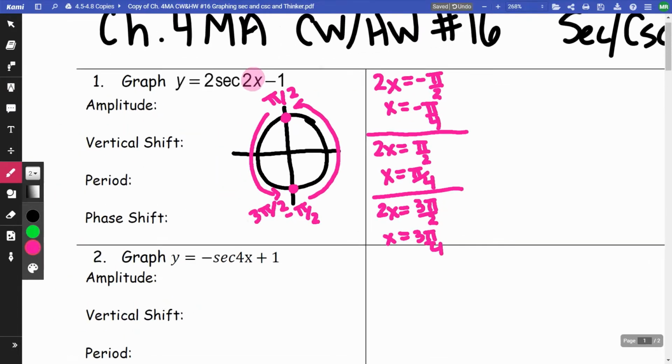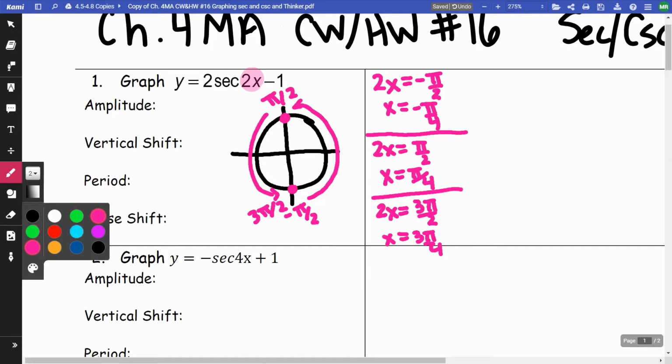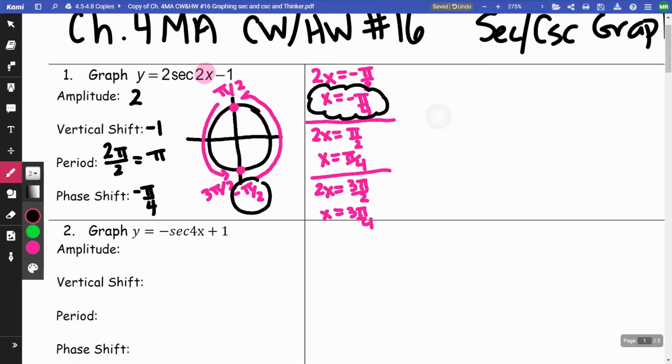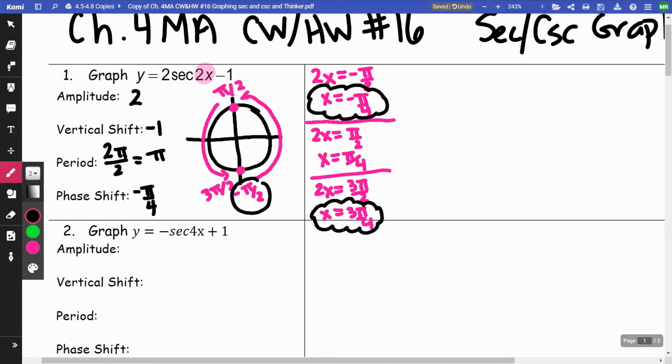So when they're asking us to talk about all these pieces, I am going to have an amplitude of 2, a vertical shift of -1, a period of 2 pi divided by 2, which is pi, a phase shift of, and if I look here to see where my asymptote is going to start, it normally should have started at negative pi halves, but it's not. It's going to start at negative pi fourths. And if I add pi onto that, I am going to end up at my last asymptote for this, which is 3 pi fourths.